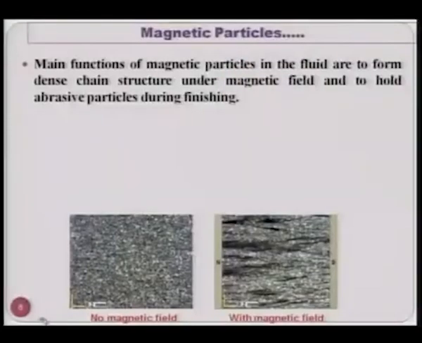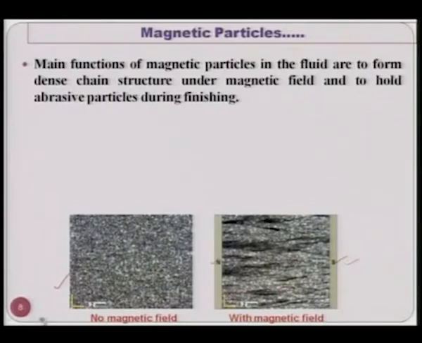As you can see here, when there is no magnetic field, abrasive particles as well as magnetic particles in the left hand side figure are randomly dispersed. But when you apply the magnetic field as shown over here, north pole and south pole, you can clearly see the difference in these two figures. These iron particles get aligned along the magnetic field or along the magnetic lines of force, and in between or within these chains you can see comparatively large size abrasive particles.